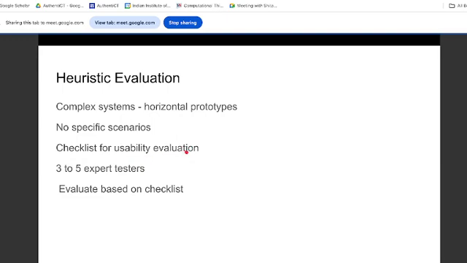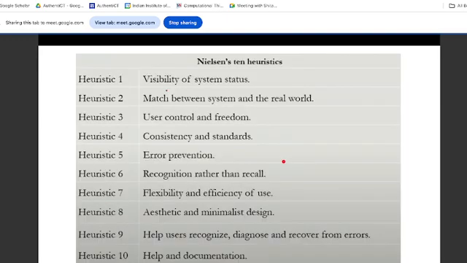So usability evaluation will happen based on these heuristics, where a checklist is given to the user. Each checklist item will specify a heuristic to identify whether the system is usable or not. These 3 to 5 expert testers will click on that checklist and provide you with their evaluation. They will not be speaking to you in person. So what kind of heuristics are there?